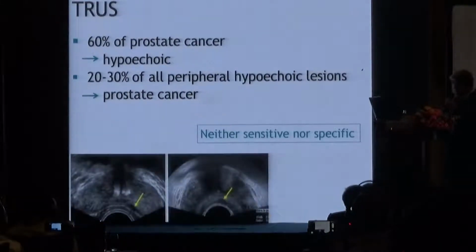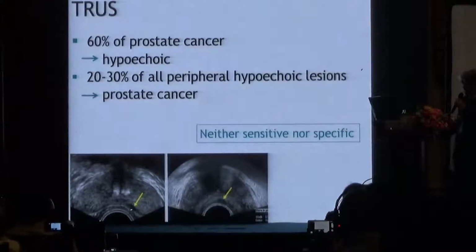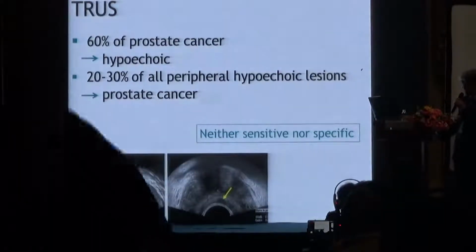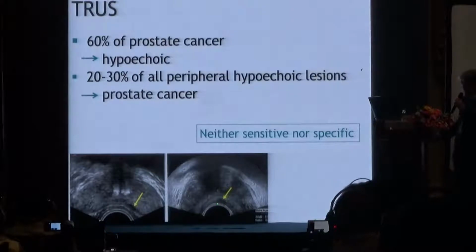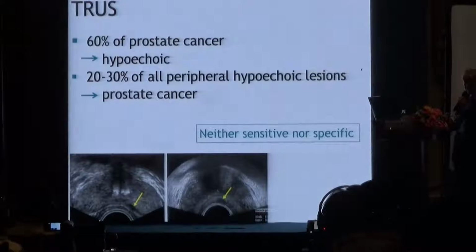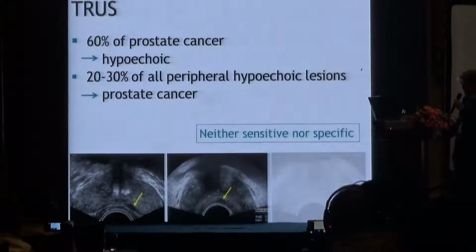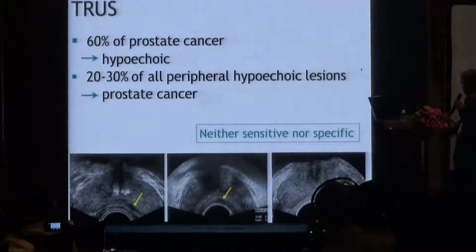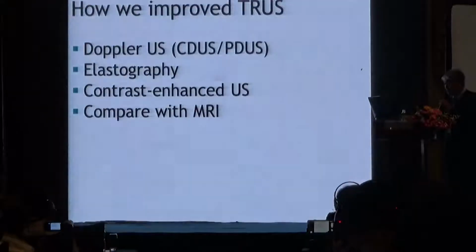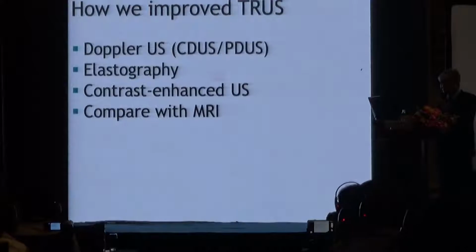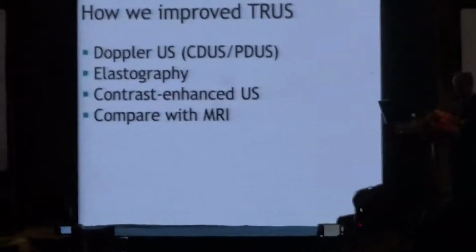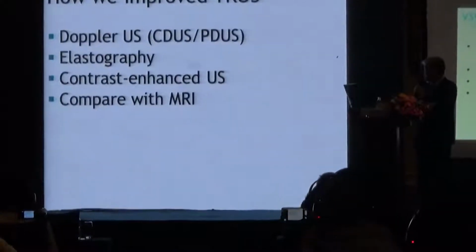diagnosis. Here are two small hypoechoic lesions in the posterior peripheral zone, with the same appearance, but one is cancer and the other is not. It is difficult to tell which one is which. That's why we always need biopsy to confirm the diagnosis. Then there are many technical advances that can improve the sensitivity and specificity of transrectal ultrasound in prostate evaluation.